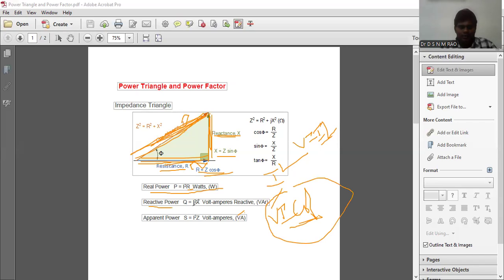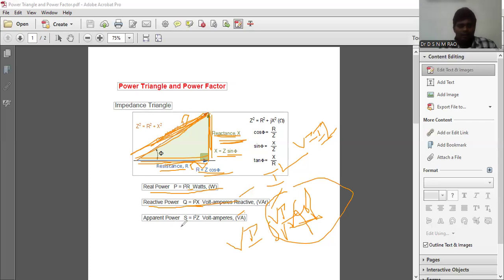Similarly, reactive power is defined as the product of applied voltage and the reactive component of current, that is VI sin phi. How it is obtained: as we know, the reactive component is I square into X. I square into X can be written as I into IX, where X equals Z sin phi. Substituting X equals Z sin phi, Z into I is taken as V, and the remaining term is I sin phi. So Q equals VI sin phi, the reactive power.